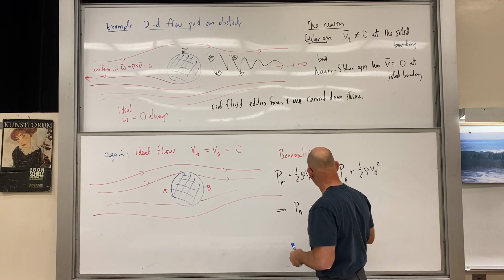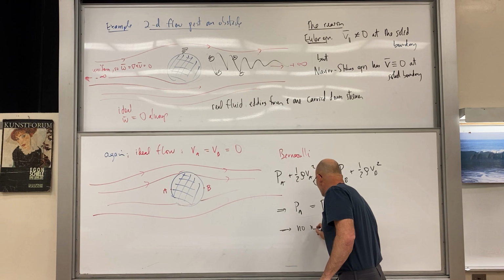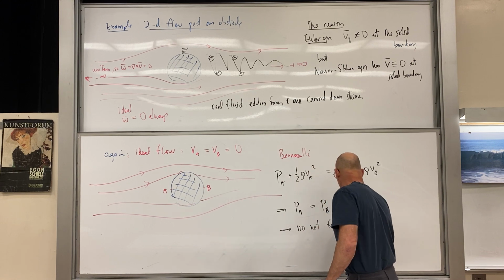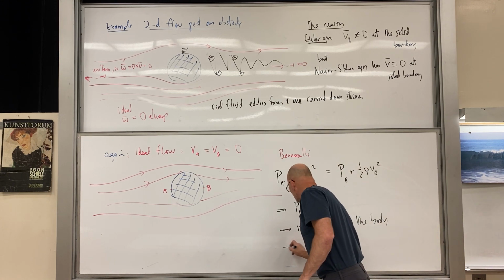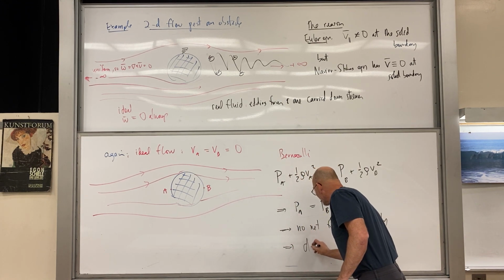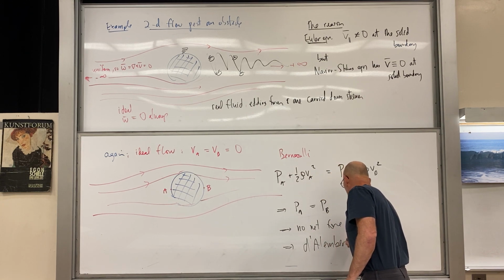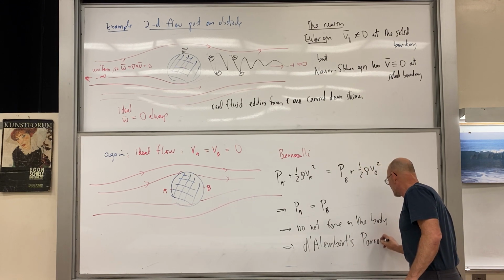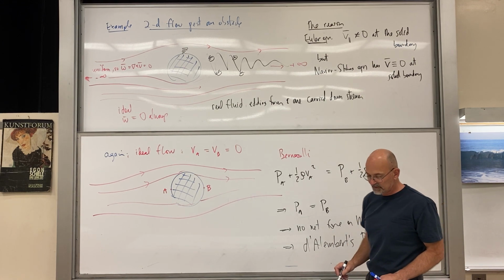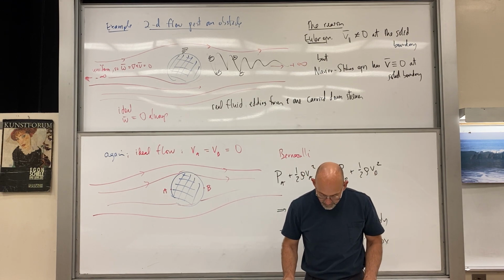So pressure is equal, therefore no net force on the body. And that is called D'Alembert's paradox. Anything else to say about D'Alembert's paradox?